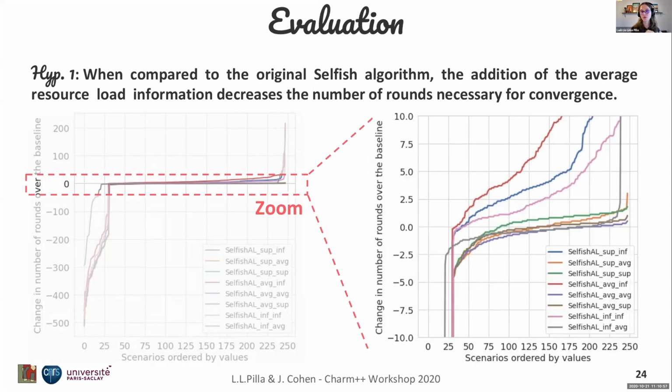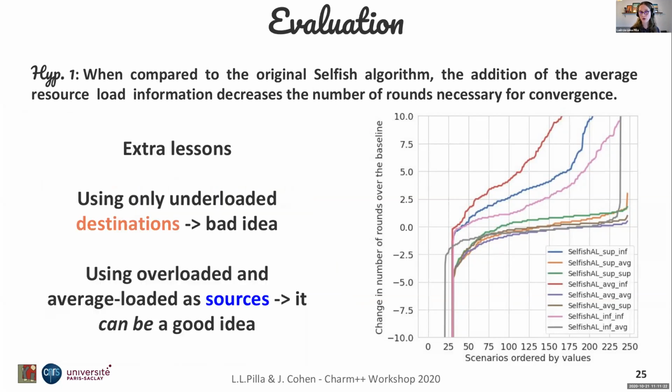If we zoom in here, what we see is that after those initial cases where the original algorithm performs very poorly, this red, blue, and pink lines, for instance, are above the others, performing worse than the original algorithm. These 3 lines represent variations on the algorithm where only the underloaded resources can be used as destinations. Those are the first column that we had on our table. So this provides some extra lessons: maybe using only underloaded destinations for this algorithm can be a bad idea.